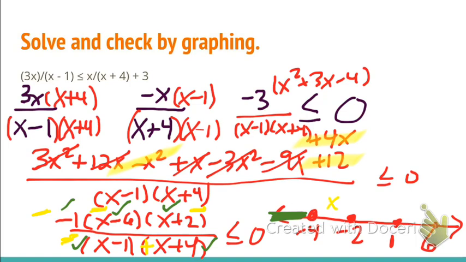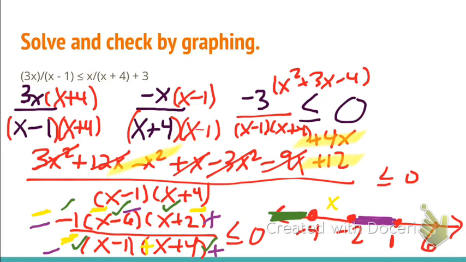Alright, and then let's try a number between negative 2 and 1, so 0. It would make negative 1 negative, it would make this negative, this would be positive, so now our numerator is positive, and then x minus 1 would be negative, x plus 4 would be positive. So it would be a positive over a negative, which would be negative, so we would include that interval.